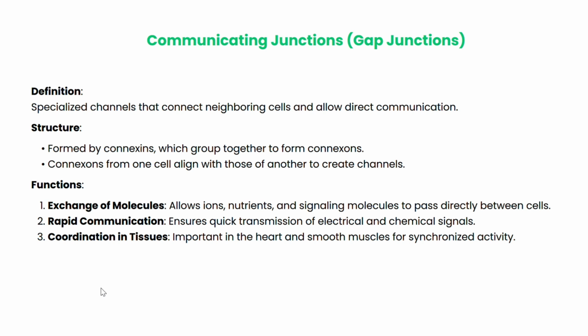They enable the exchange of small molecules like ions, nutrients, and signaling molecules. They allow rapid communication, especially in tissues where speed is essential, like the heart, where gap junctions help synchronize heartbeats. In smooth muscles, they ensure all cells work together for coordinated contraction.